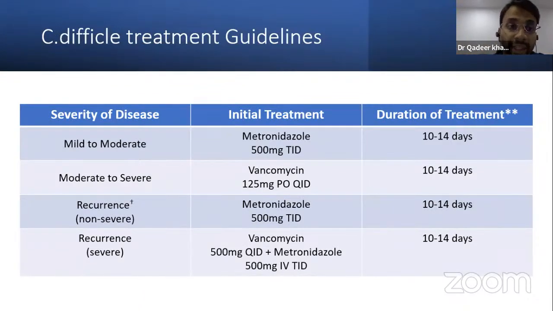In these patients, depending on severity of disease, if it is mild to moderate, metronidazole 500 mg TID for 10 to 14 days. If it is severe, then 125 mg of vancomycin, because the oral vancomycin absorption will be more. So we should prefer oral vancomycin in these cases, 125 milligram per oral QID, 10 to 14 days. If it is a recurrent infection, then we should treat with metronidazole 500 mg thrice daily. And if it is severe, along with metronidazole, we should add vancomycin also, for a duration of 10 to 14 days.